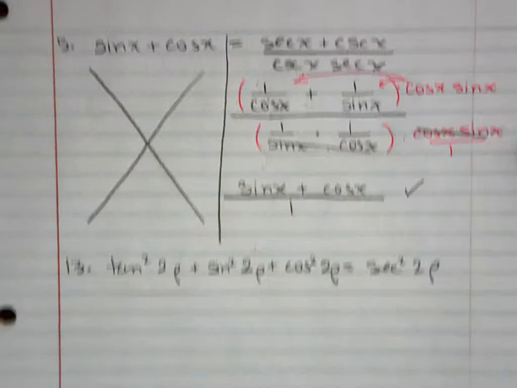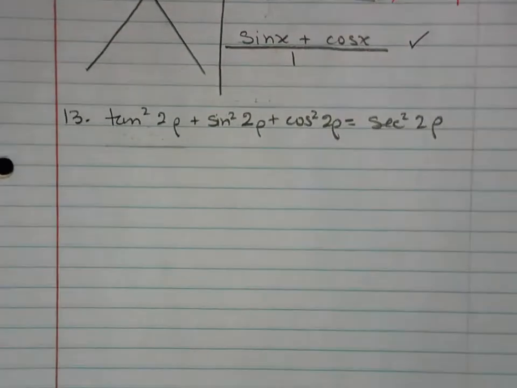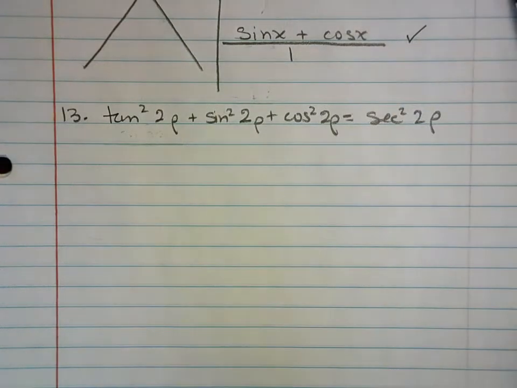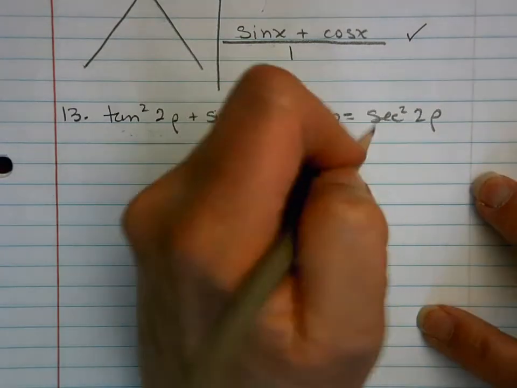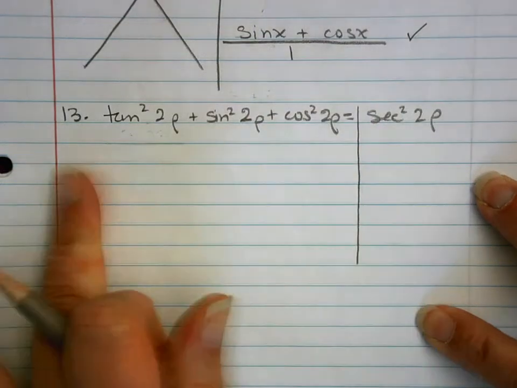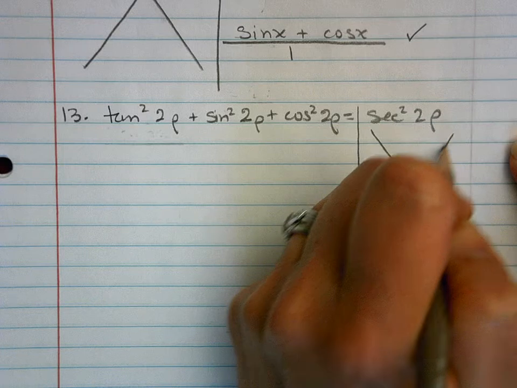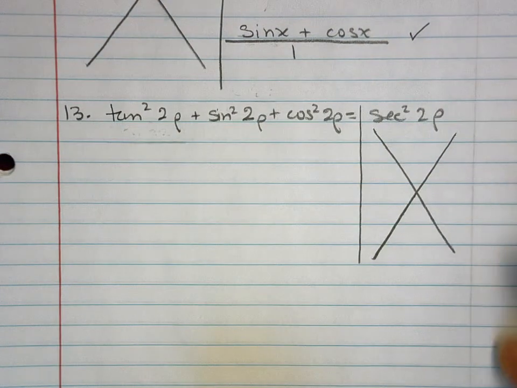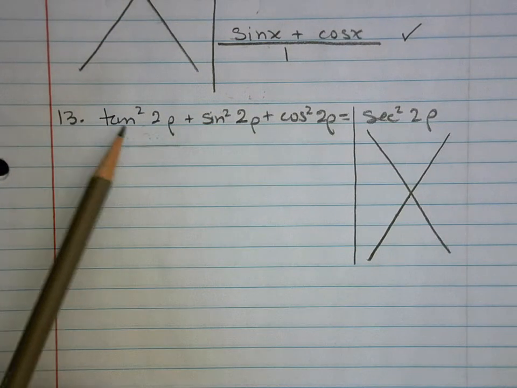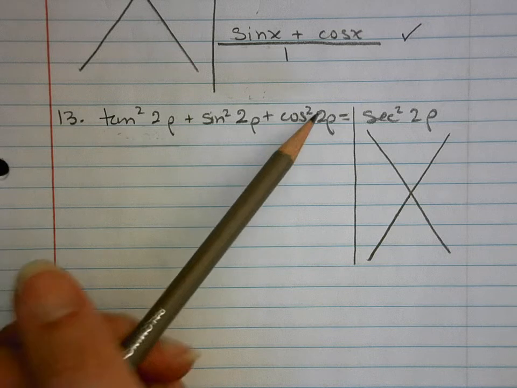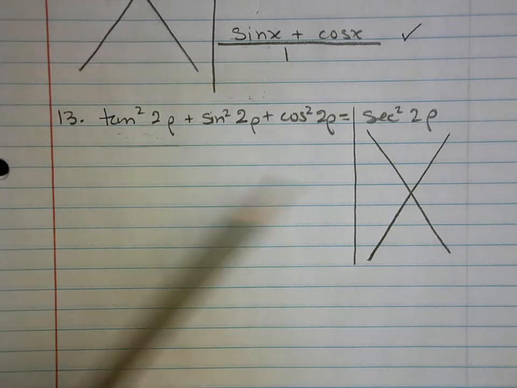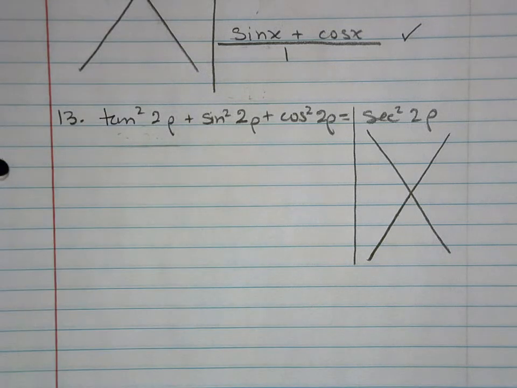Okay, so again, you just pick a side, so it doesn't matter what side you pick. For this one, I'm going to work with the left side because turning something messy into clean is a whole lot easier than going the other way. So I want to look to see what I have. I have a tangent squared, I have a sine squared, I have a cosine squared. And so when I look at that, I'm going to pull out my identities here.